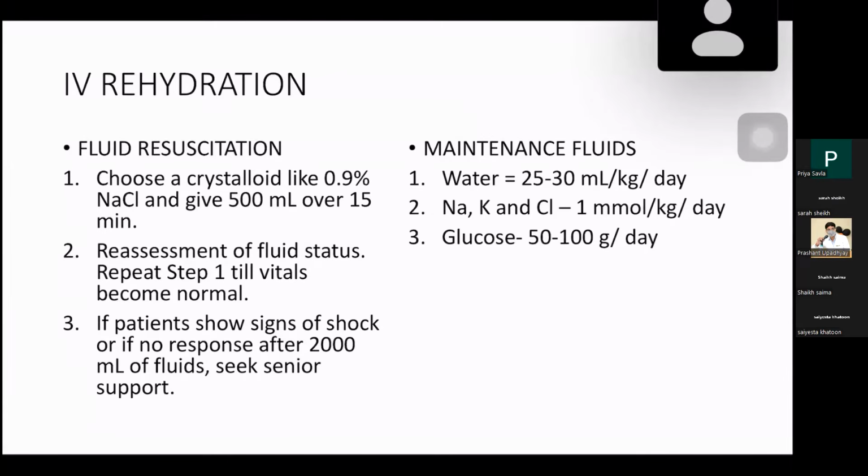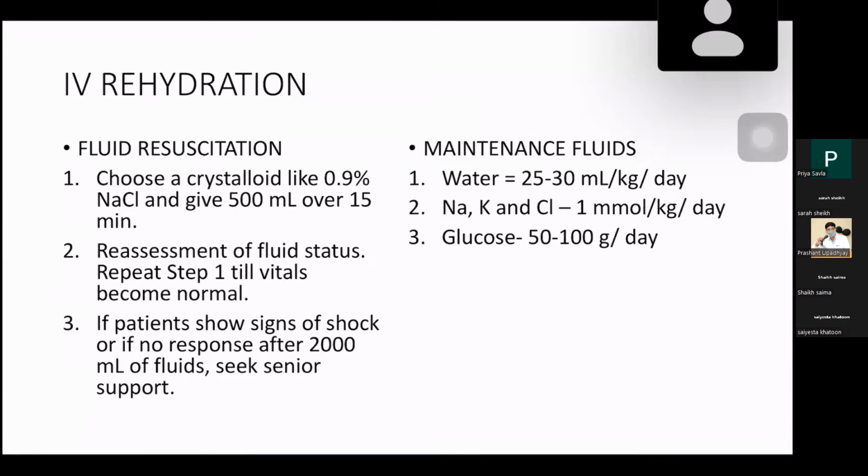Suppose the patient doesn't show normal vitals even after fluid resuscitation. What is the endpoint? The endpoint we have from the guidelines is from the NICE guidelines. It says that after you have given 2000 ml, that is a total of four 500 ml bags of sodium chloride, normal saline, you should ask for senior help. Even after giving 2000 ml, if the patient is not showing any response, that means there can be some other pathology which needs to be investigated.